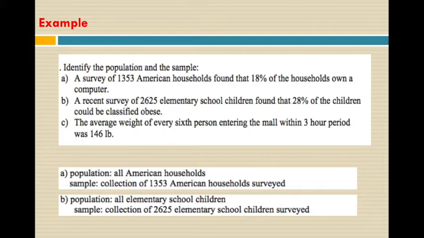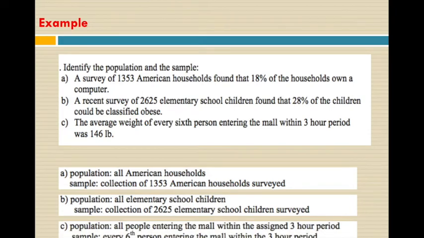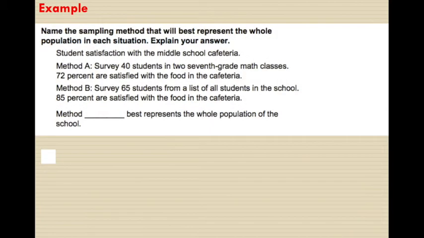And lastly, C, the population is all people entering the mall within the assigned 3-hour period. And the sample is every 6th person entering the mall within the 3-hour period. Very straightforward. Let's take a look at a couple more examples.